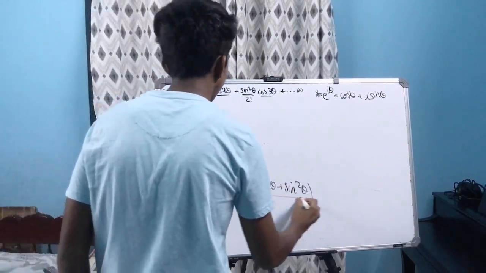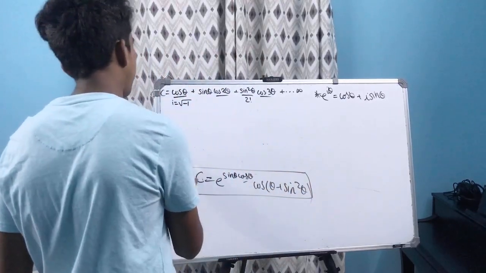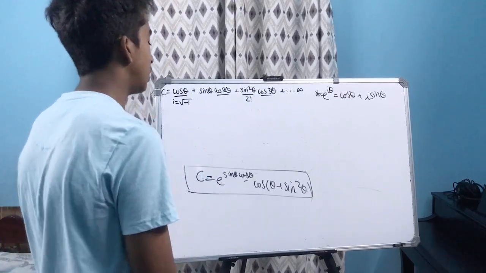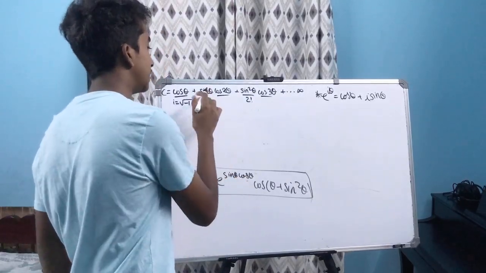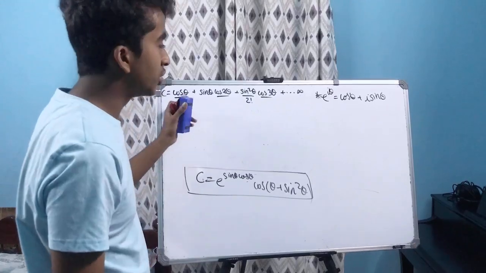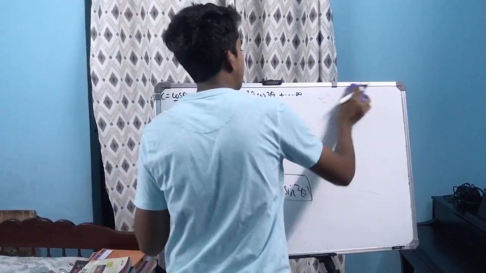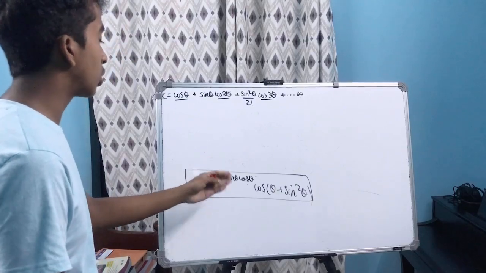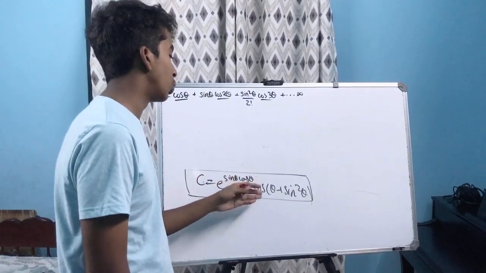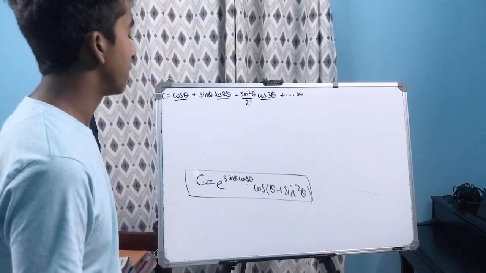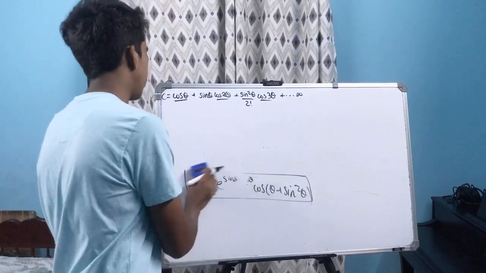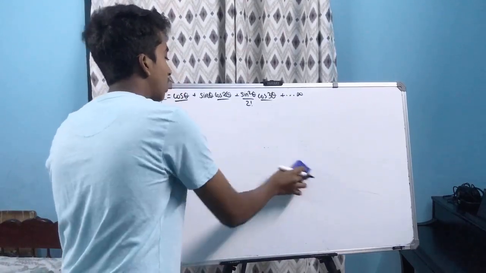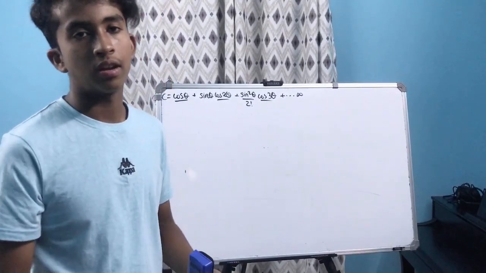So that is the answer, the solution to this infinite series. If we continue this summation till infinity, you will get this: e raised to sine theta cos theta times cosine of theta plus sine squared theta. I think that's a pretty fantastic answer. So I hope you guys enjoyed this, and I'll see you next time.